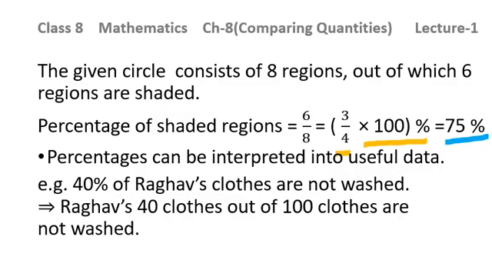What does it mean? Raghav's 40 clothes out of 100 clothes are not washed. As we know, the word percent means per 100 or out of 100. So Raghav's 40 clothes out of 100 clothes are not washed. This is the meaning of the statement 40% of Raghav's clothes are not washed.